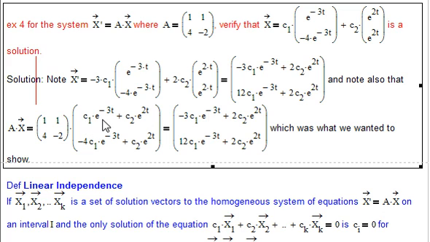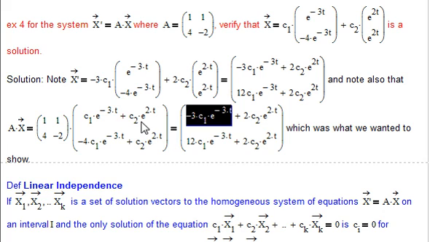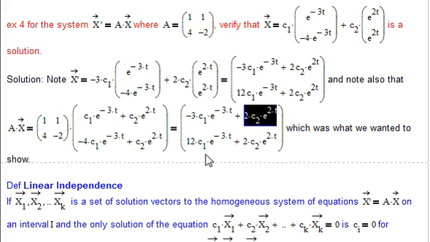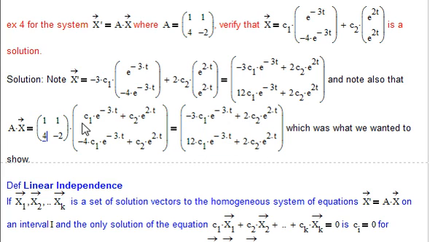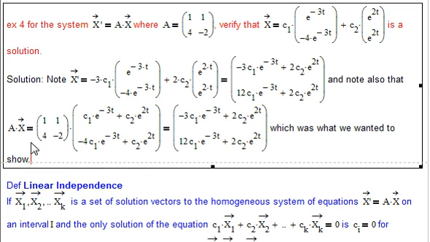We're going to get, if we add the like terms there, c1 e to the negative 3t minus 4c1 e to the negative 3t, so minus 3c1 e to the negative 3t. And then add up these two like terms, it's this one plus 1 times this one, so that's 2c2 e to the 2t. Alright, now let's look at the second entry. How do we make that? 4 times this minus 2 times this, and let's see what we come up with.